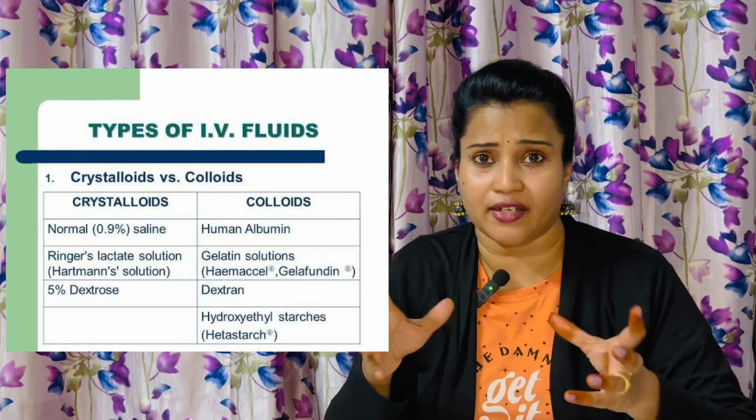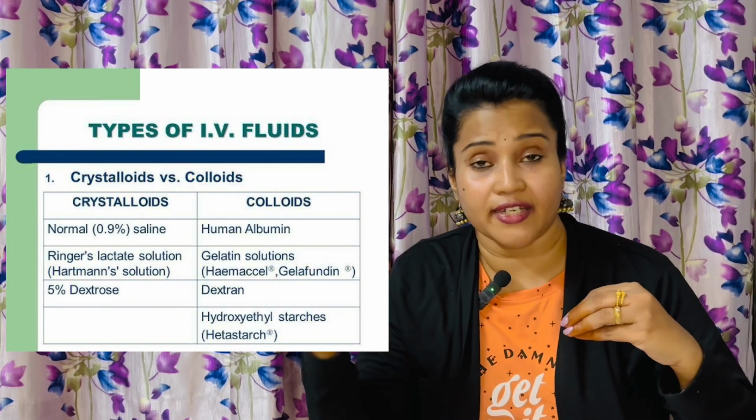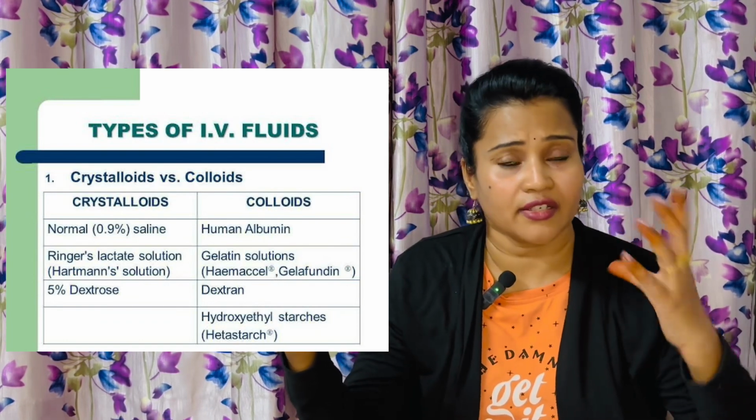The common difference between crystalloids and colloids is that crystalloids contain smaller molecules, whereas colloids contain larger molecules. Since crystalloids contain smaller molecules, they freely move in and out of the cell, whereas colloids contain larger molecules. They stay mainly outside of the cell. That means in the bloodstream. Yeah, this is all about IV fluids and their types.